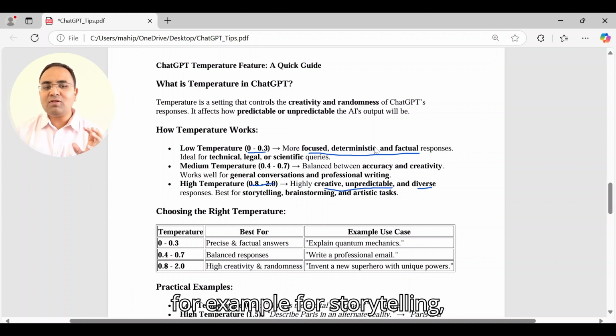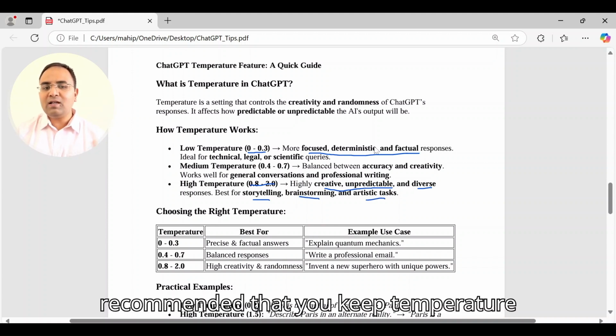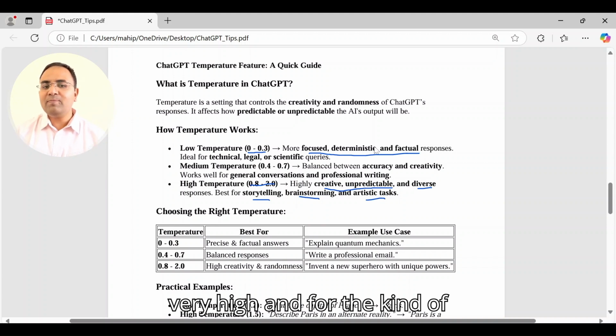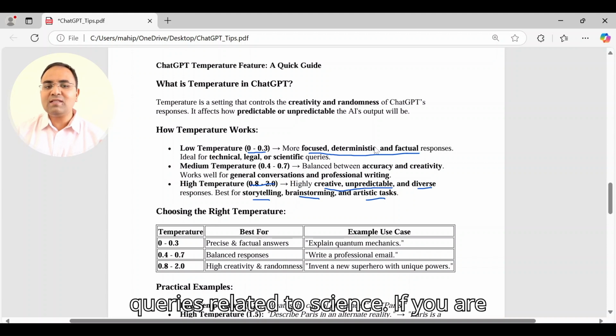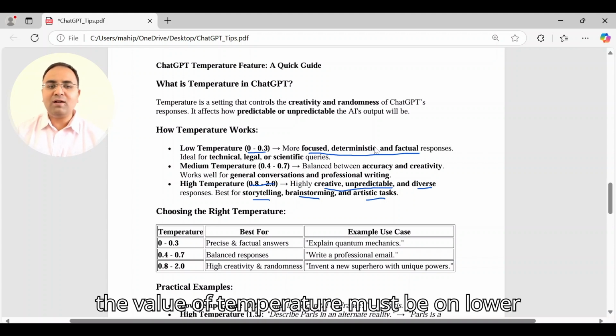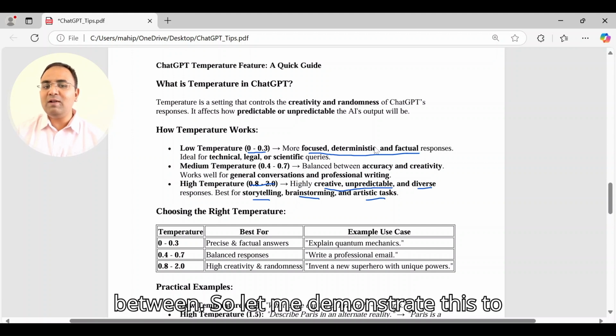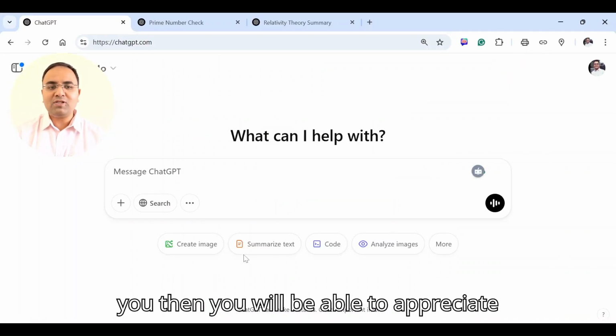For example, for storytelling, brainstorming and artistic tasks, it's recommended that you keep the temperature very high. And for queries related to science, or if you are doing some legal or technical work, the value of temperature must be on the lower side. And for professional writing and general conversation, you can keep it in between. So let me demonstrate this to you, then you will be able to appreciate this more.